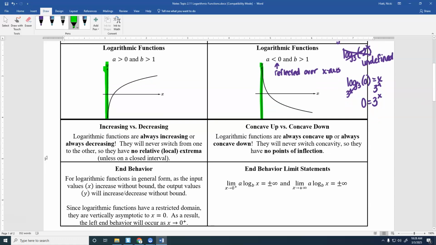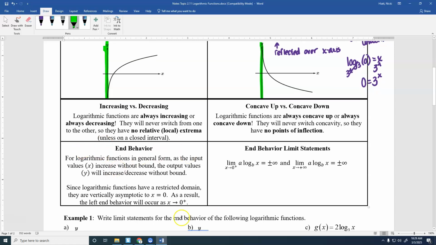Much like our exponentials, because these are just reflections of the exponentials, these graphs are either always increasing or always decreasing. They do not have any relative maximum or minimum points. They are also always concave up or always concave down. You're not going to have any points of inflection on a log graph.